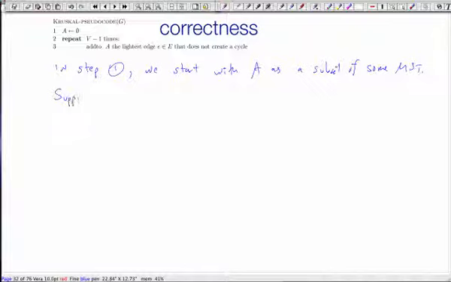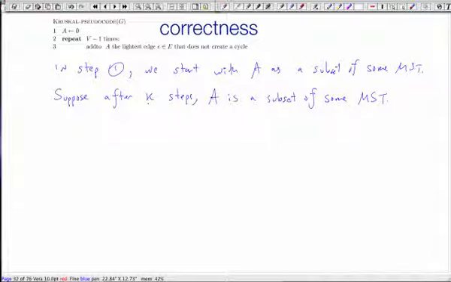So we're going to say, suppose after k steps, A is a subset of some minimum spanning tree. In particular, on the first step, k is going to be 0. After 0 steps, A is the subset of some minimum spanning tree. Of course, we start like that, and after k steps, let's suppose that we're also like that. Now consider one iteration of the loop at lines 2 and 3.